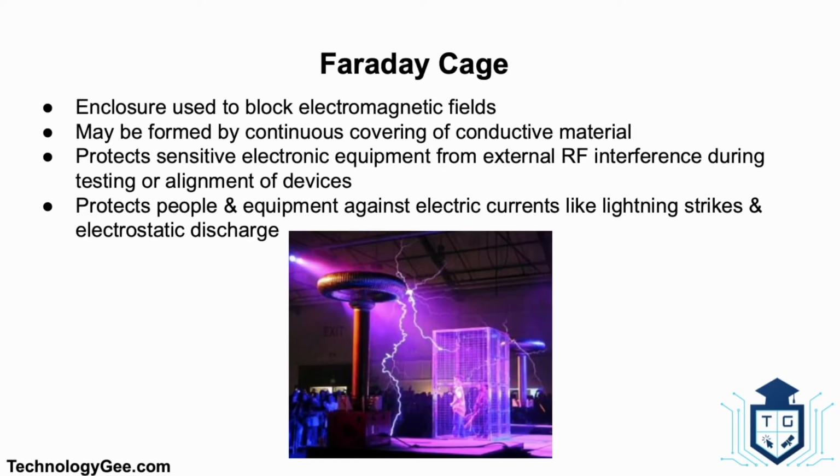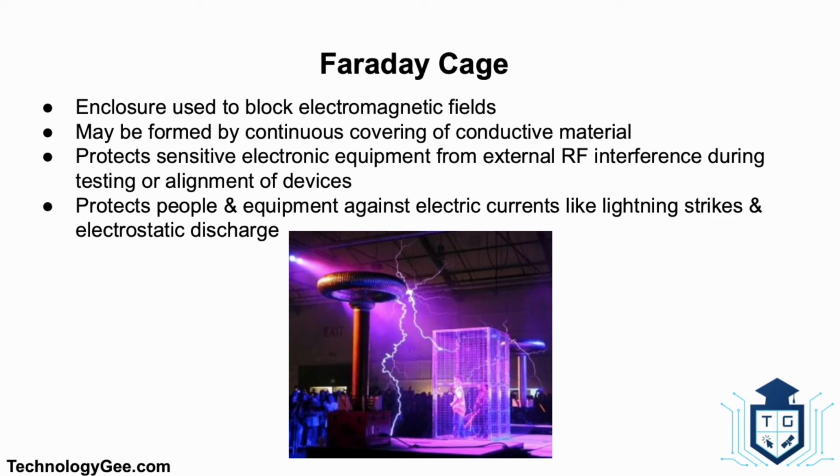Next, we have a Faraday cage. So a Faraday cage, this is an enclosure used to block electromagnetic fields. A Faraday cage may be formed by a continuous covering of conductive material. A Faraday cage operates because an external electrical field causes the electric charges within the cage's conducting material to be distributed so that they cancel the field's effect in the cage's interior.